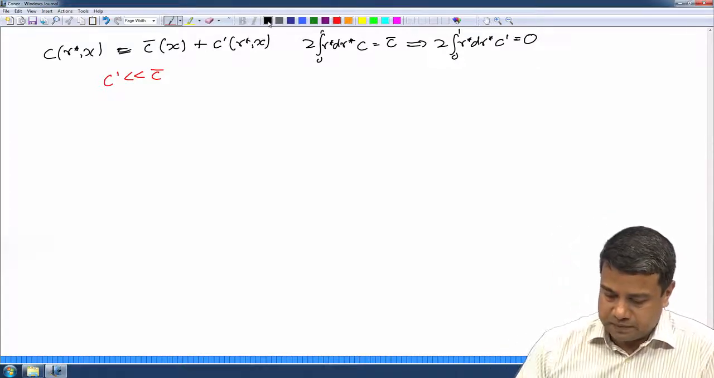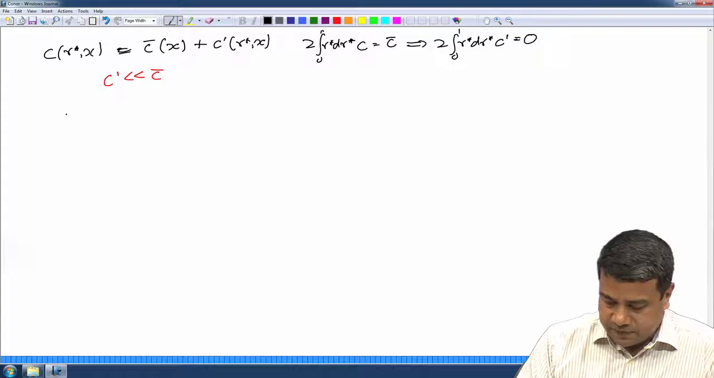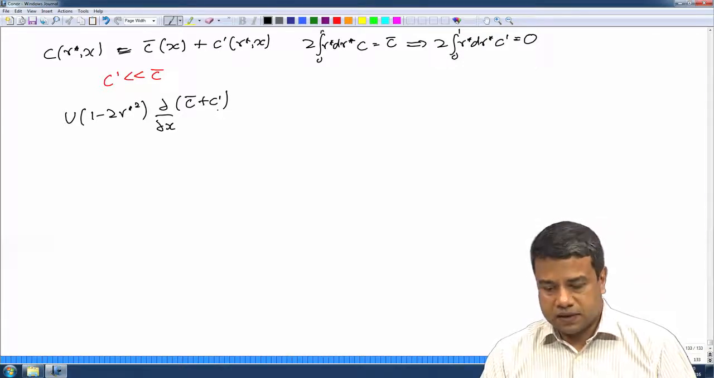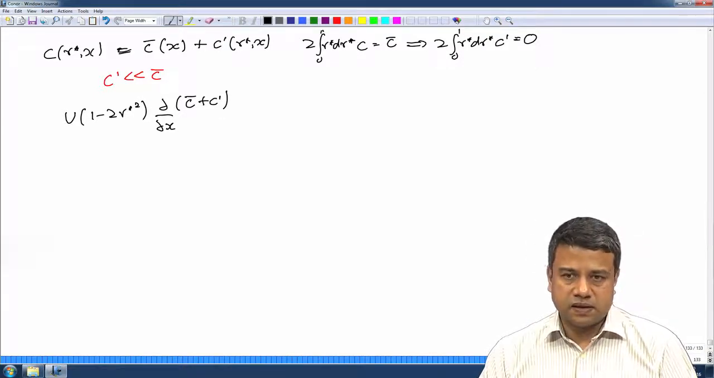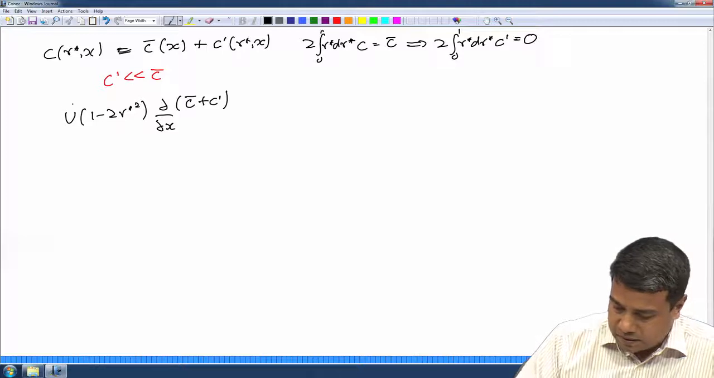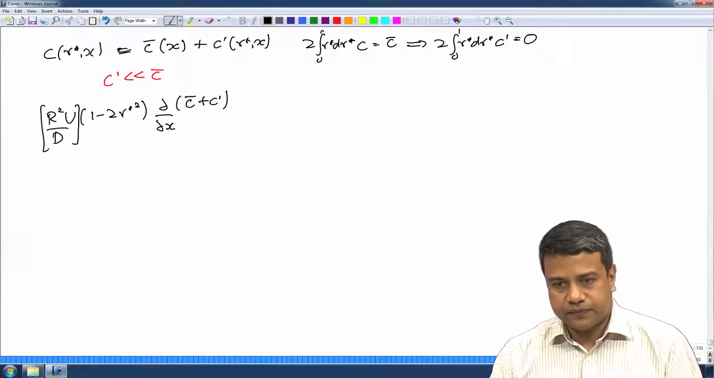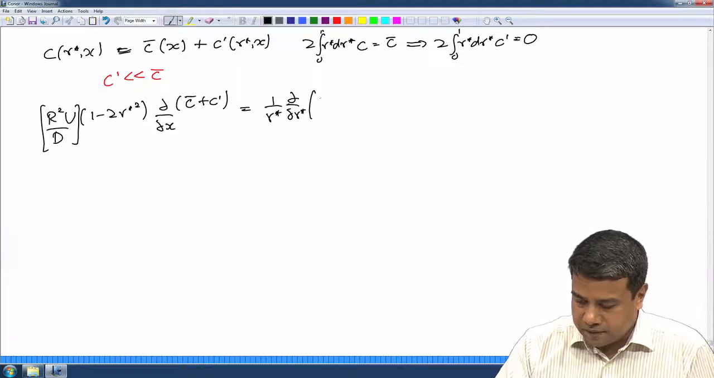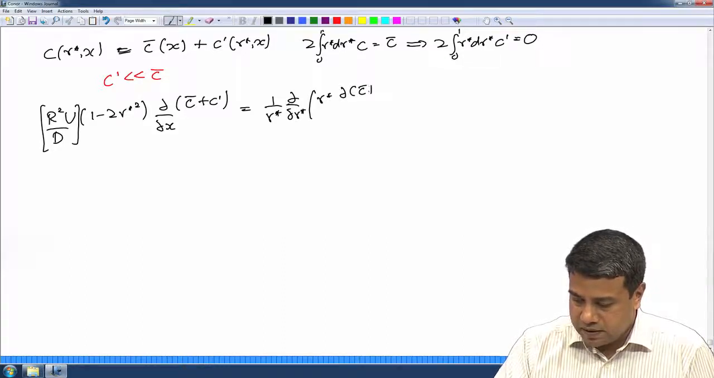So, my equation was u into 1 minus 2 r star square, times partial by partial x of C bar plus C prime. That was the convection part, partial C by partial x, and I have written it as two parts, C bar and C prime. And here I had r square u by d, is equal to 1 by r star d by d r star of r star partial of C bar plus C prime by partial r.